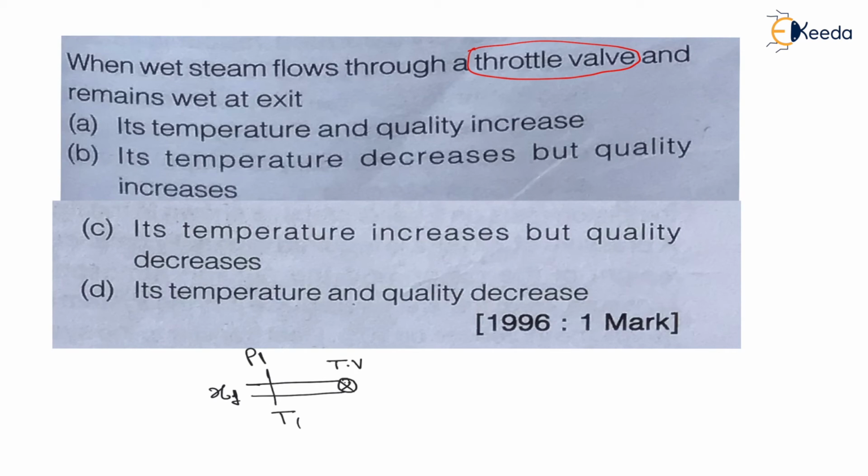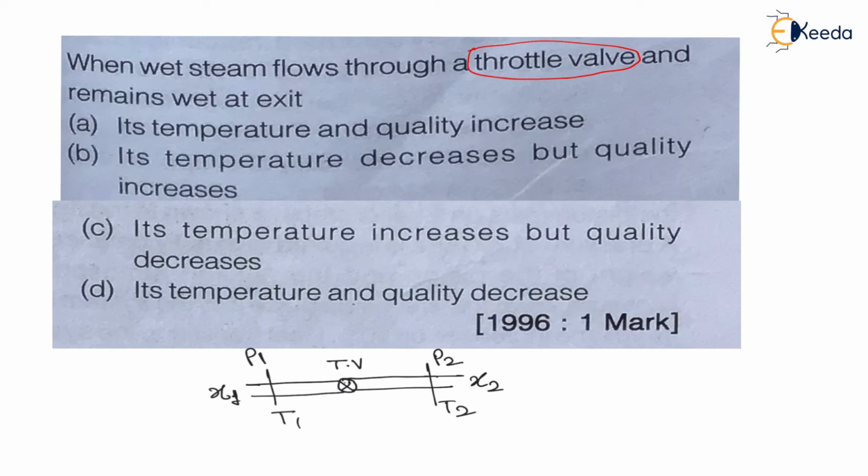Let us say this is a throttle valve and it remains wet, which means the pressure will become P2, temperature will become T2 at exit, and dryness fraction, that is quality, will be x2. Alright. Now here the process is throttling, and it remains wet at exit. Then the options are: its temperature and quality increases; its temperature decreases but quality increases; its temperature increases but quality decreases; its temperature and quality decreases. Now here they are asking about temperature and quality.